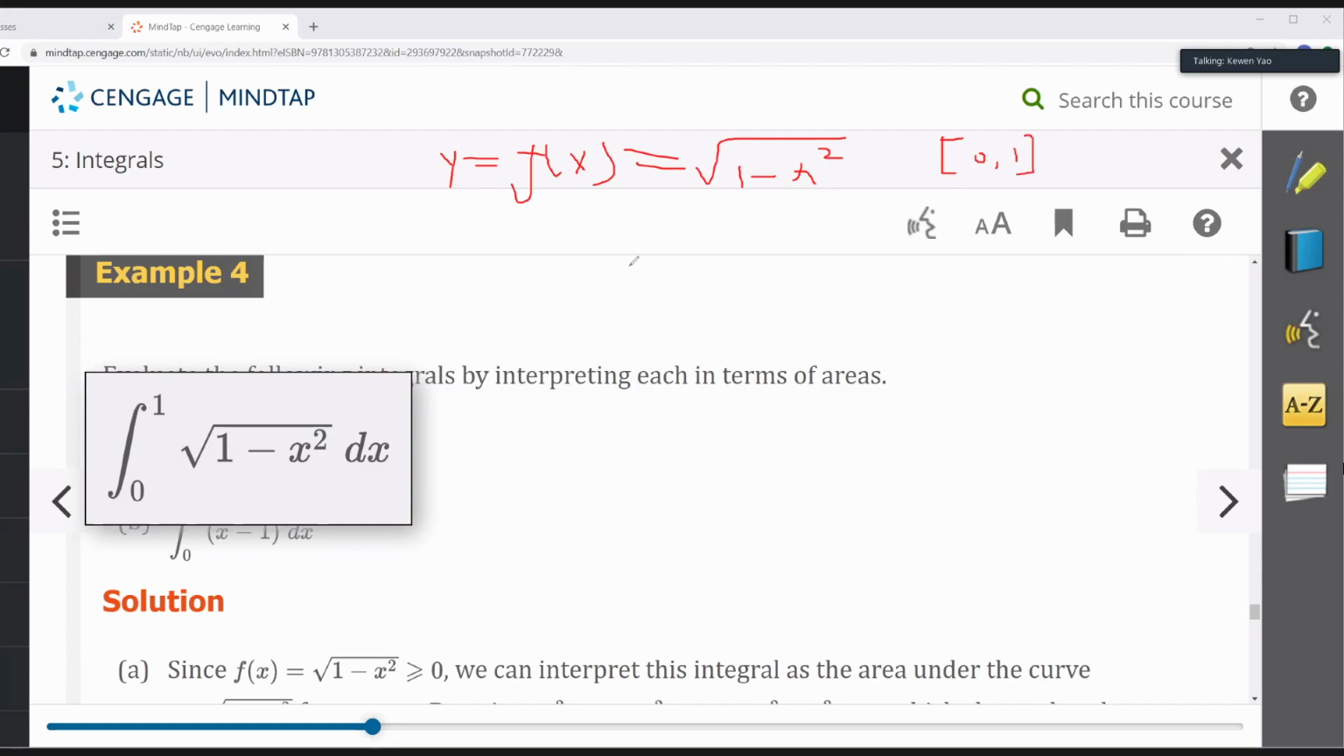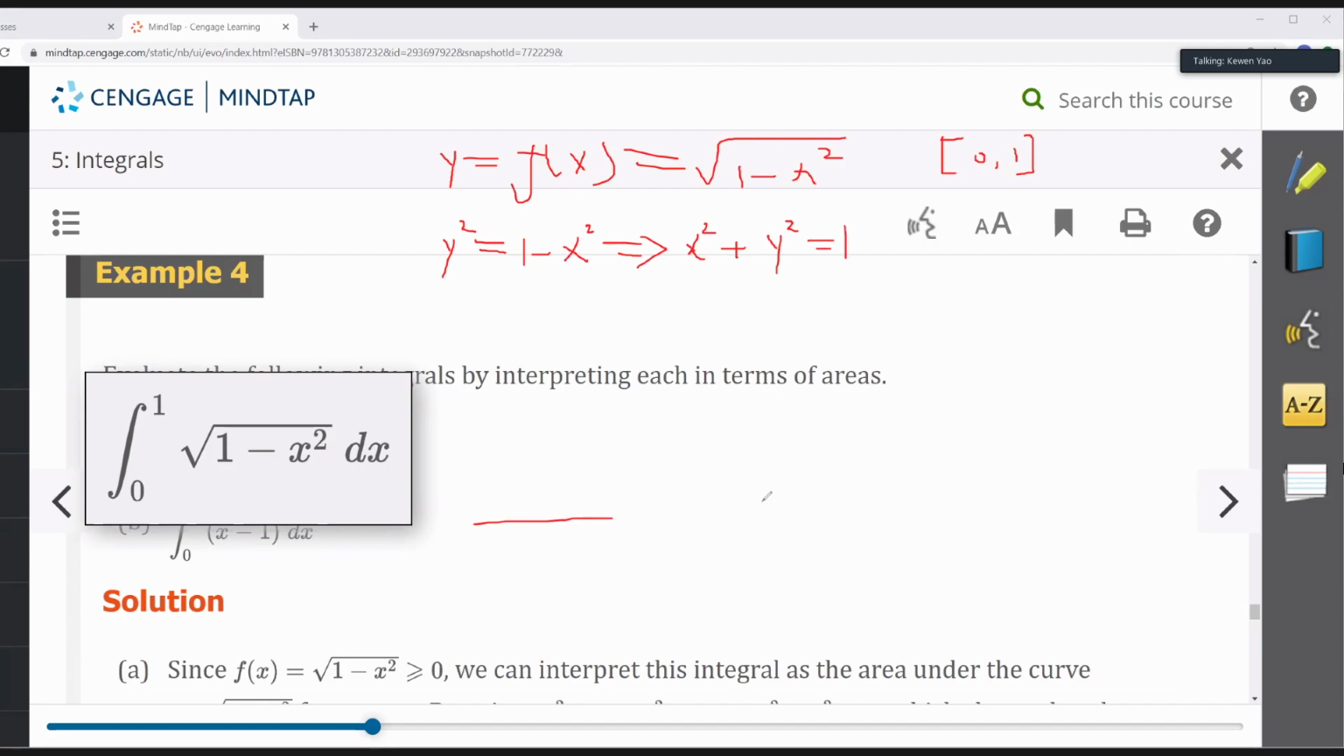The function is the square root of 1 minus x squared, and the interval is from 0 to 1. You can square both sides, right? So y squared equals 1 minus x squared. Move x squared to the left side, and you have x squared plus y squared equals 1. This is a circle with radius 1 centered at 0.